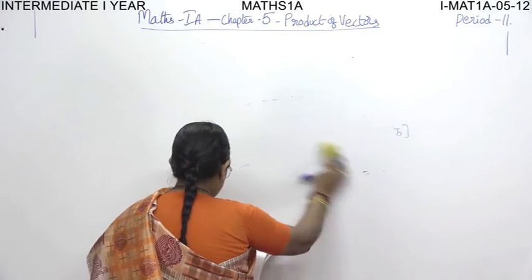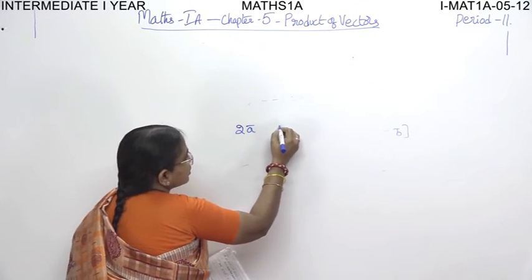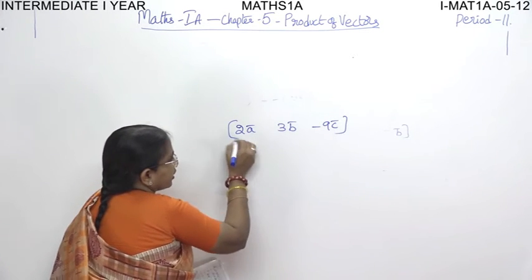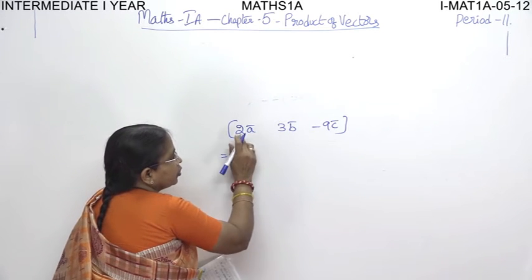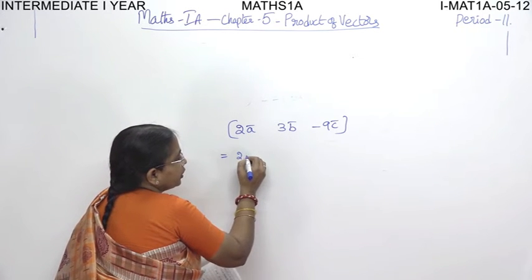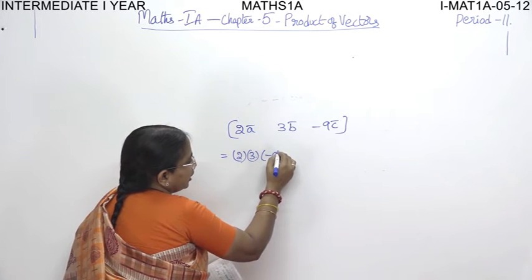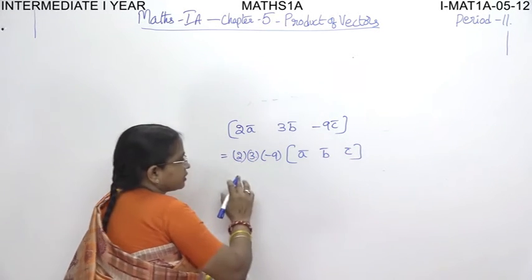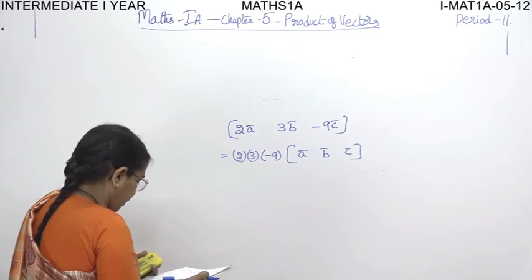is, suppose that I have 2A dot 2A, some 3B, and then minus 9C like this. This is the box product. Then what is its value? You can just multiply the numbers. 2 into 3 into minus 9 into, take the box product between the three vectors like this. So this is how you simplify. This is the next property.